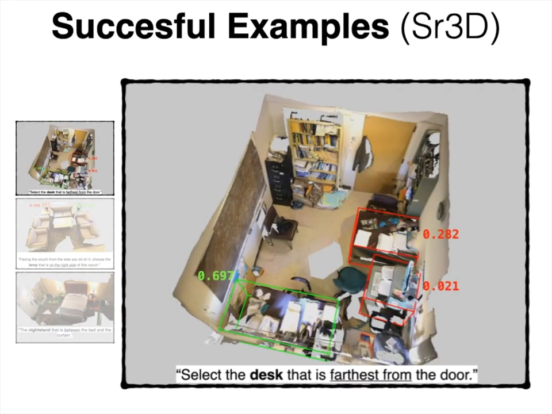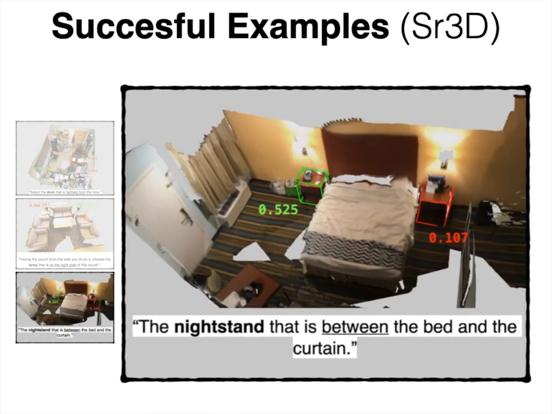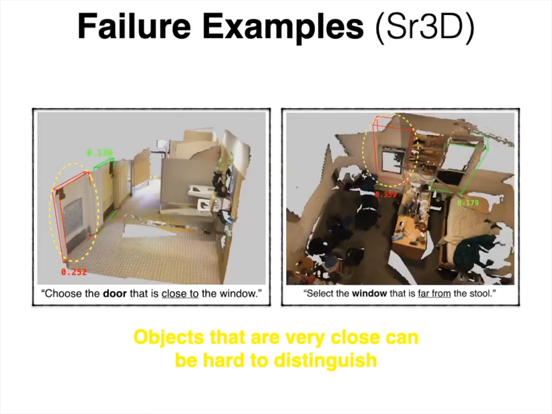Here we saw successful qualitative cases of SR3D in easier contexts. Aside from the listener being able to identify the target, we note that our utterances are human-like and rich. The failing examples in SR3D are mostly associated with objects that are very close in 3D space to the target, making identification more challenging.